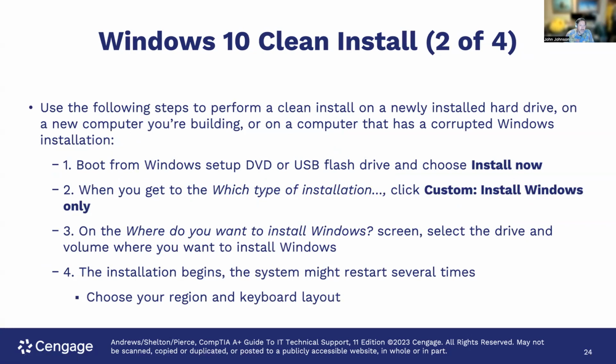So for the Windows 10 clean install, use the following steps to perform a clean install on a newly installed hard drive, on a new computer you're building, or on a computer that has a corrupted Windows installation. So you can boot from Windows Setup DVD or USB flash drive and choose Install Now. Then when you get to which type of installation, click on Custom: Install Windows Only. On the Where do you want to install Windows screen, select the drive and the volume that you want to install Windows on. Then after it begins, you may have to restart it several times, just like in the upgrade methodology. Then you're going to choose your region and your keyboard layout.